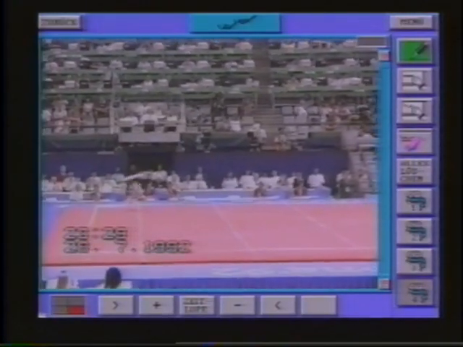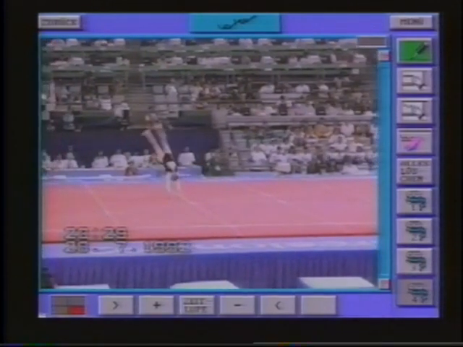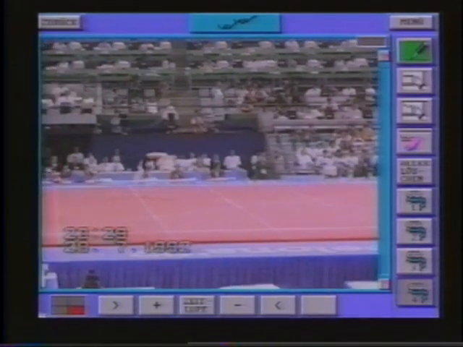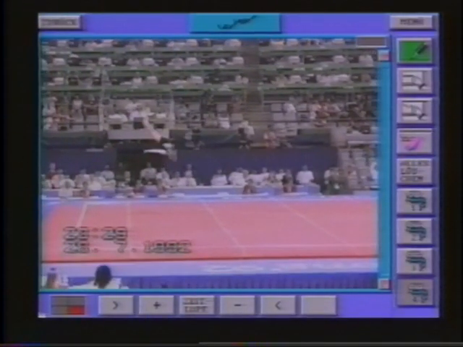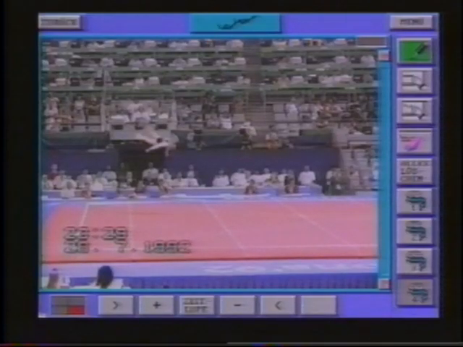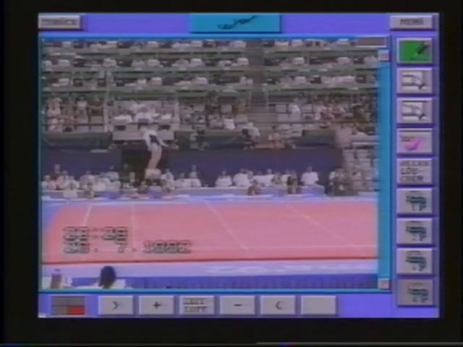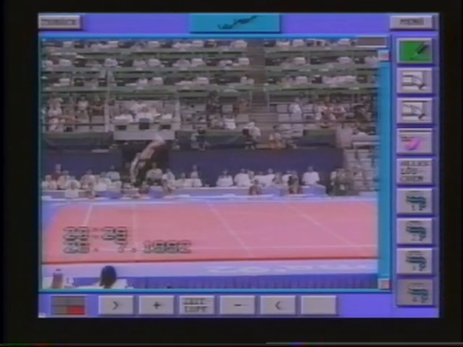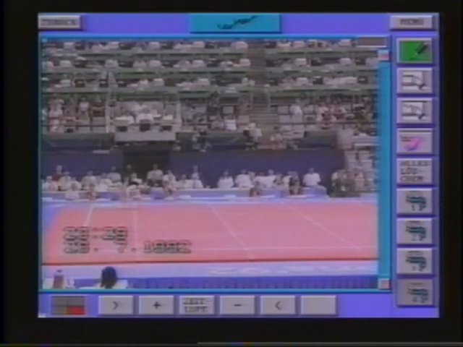Double salto backward stretched with step out, E. Good height. Good stretched position. For too deep a landing and small step, minus 0.1. Bonus points for extra E.